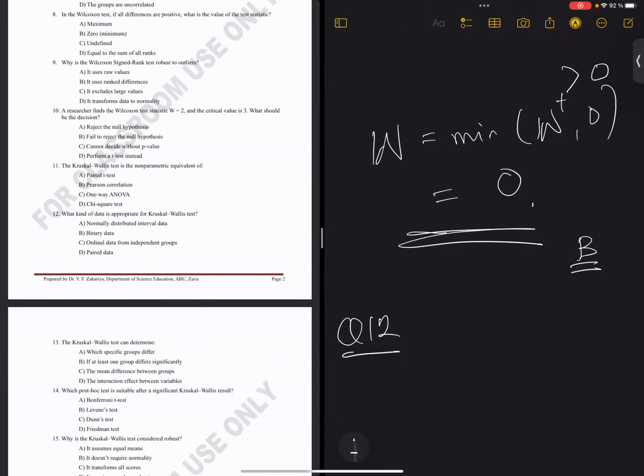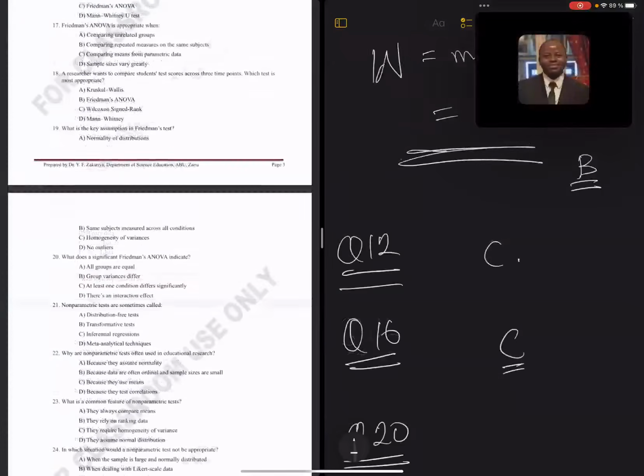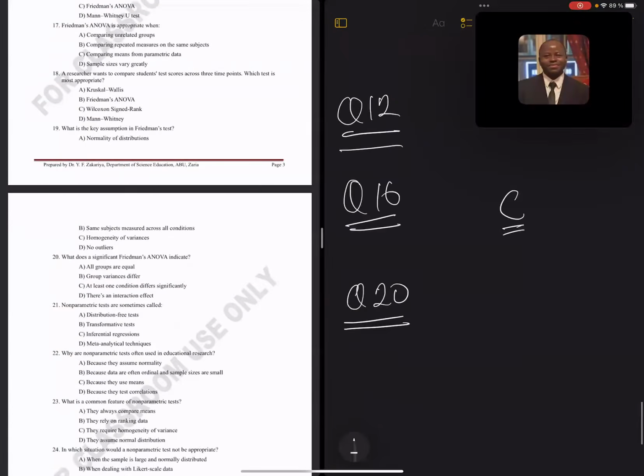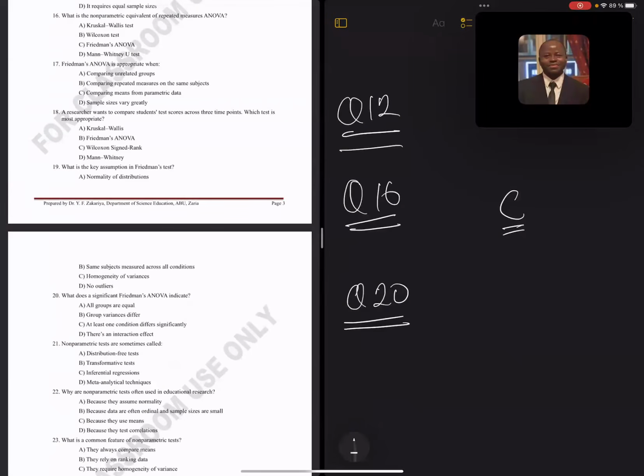A, normally distributed interval data. This is no, isn't it? Because you don't need normality for a non-parametric test. B, binary. So I gave you a task the last time before I left.